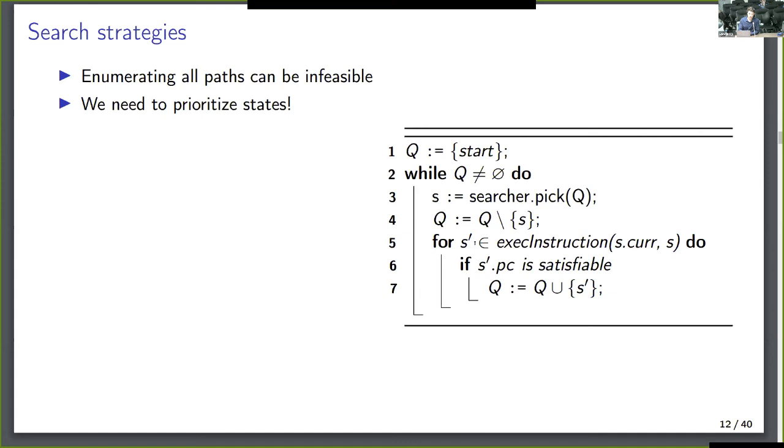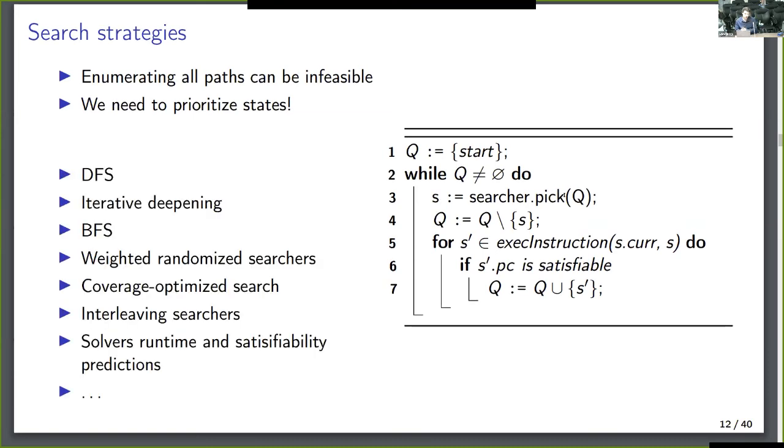We get in result some states, since this state might have been forked. And for each fork, we just check that its path condition is satisfiable and then add this state to our set. And here, these search strategies are usually implemented in this searcher object. It takes as input the set of currently investigated states, and it picks some state using some heuristics.